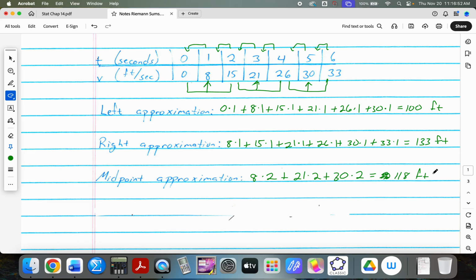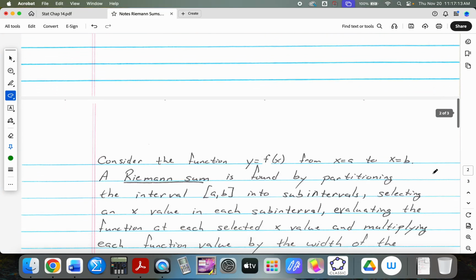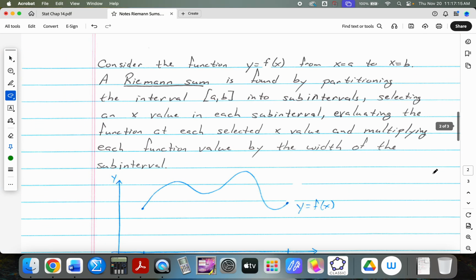It depends on the qualities of the velocity. On this one, it looks like the velocity is increasing the whole time. By the way, do we know that the velocity is increasing the whole time? No. It could be doing all kinds of crazy things in those intervals. We just have some points. All right, page 2.